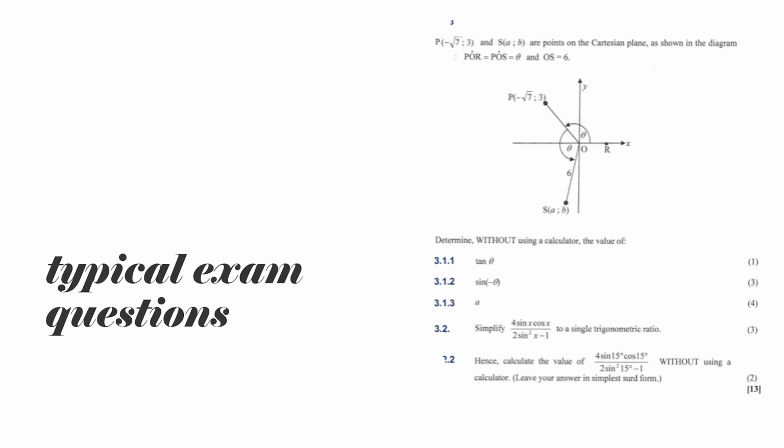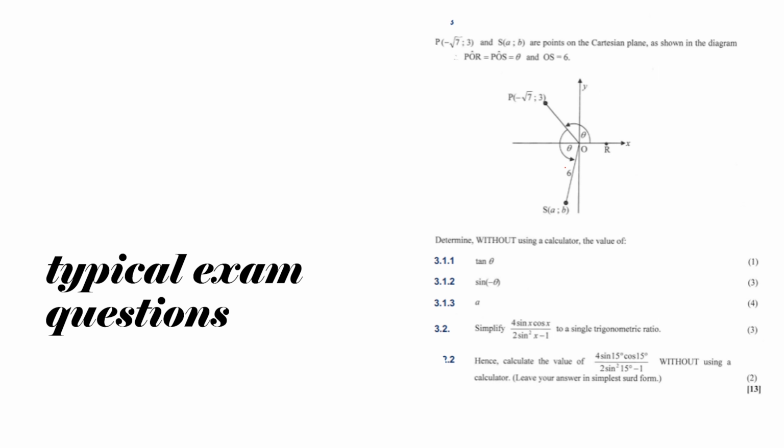So we'll look at a typical exam question, and the question goes like this. P, which has coordinates -√7 and 3, and S, which has coordinates A and B, are points on the Cartesian plane as shown in the diagram below. Angle O in triangle POR and angle O in triangle POS are both equal, which makes them equal to theta. And the line OS is equal to 6, right?